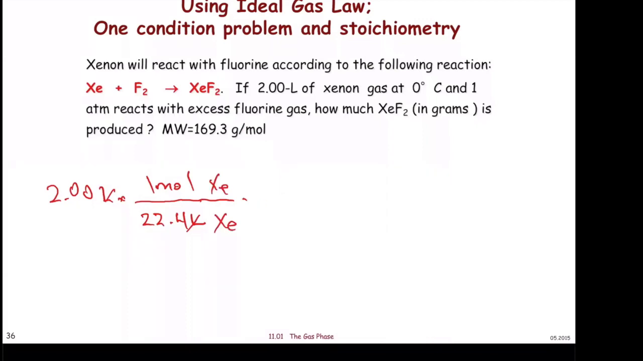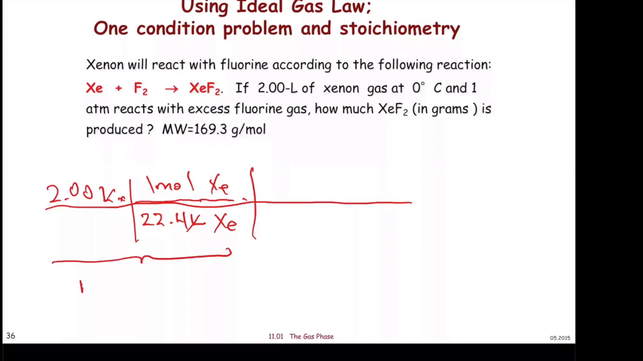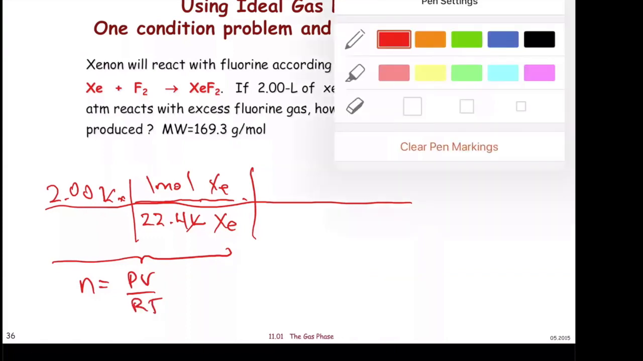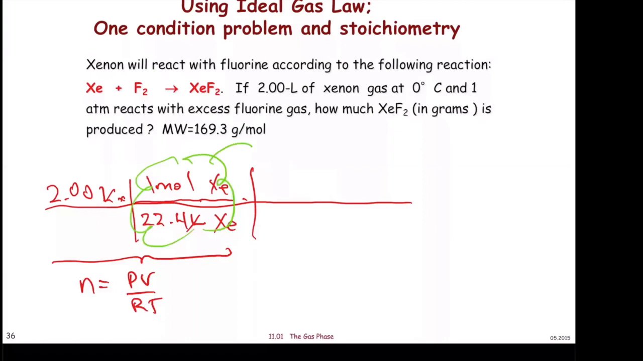And then, so this is a dimensional analysis concept. This right here can be gotten from n equals PV over RT. Or we can use this right here because we know it's STP. Whenever you have STP, use that shortcut. It'll save you time.